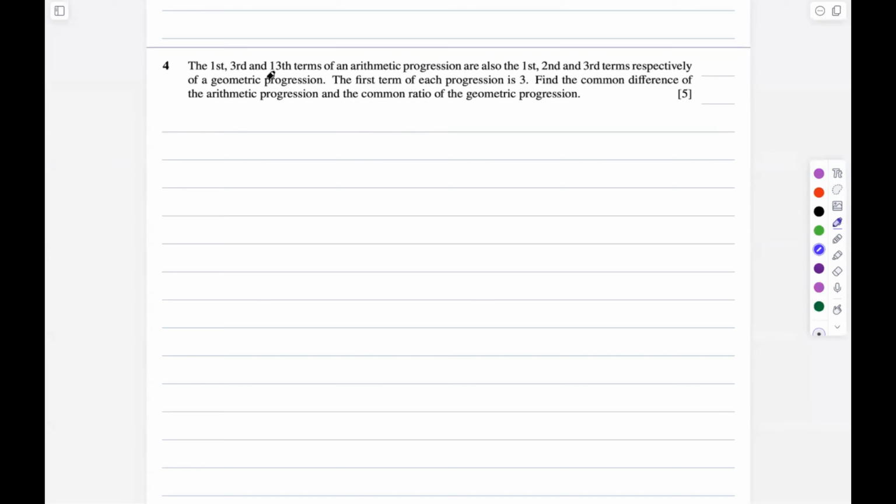In question 4, the first, third, and 13th term of an arithmetic progression are also the first, second, and third terms of a geometric progression. The first term of each progression is 3. We have to find the common difference of the arithmetic progression and the common ratio of the geometric progression.